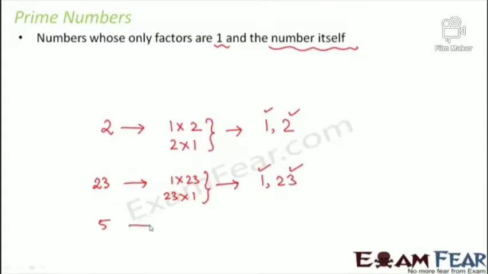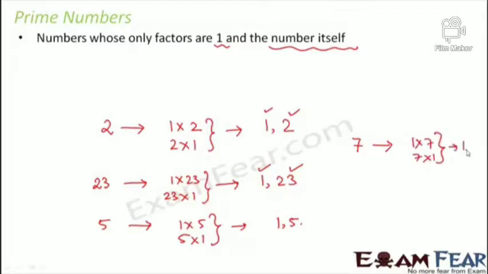Think of 5. 5 also has two factors, 1 and 5. And that is why 5 is also a prime number. What about 7? 7 also can be written either as 7 into 1 or 1 into 7, which shows that it has two factors, 1 and itself. So therefore, all of these are examples of prime numbers.